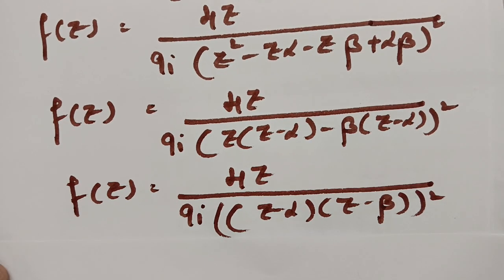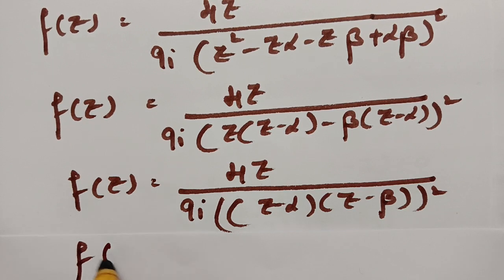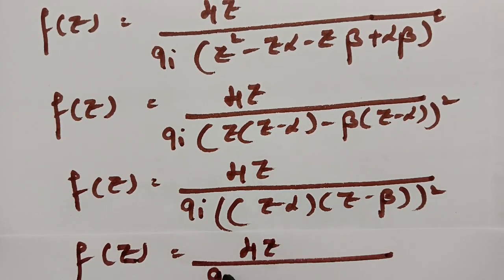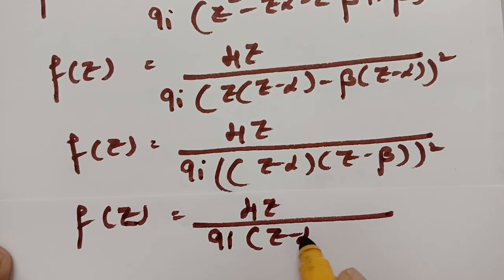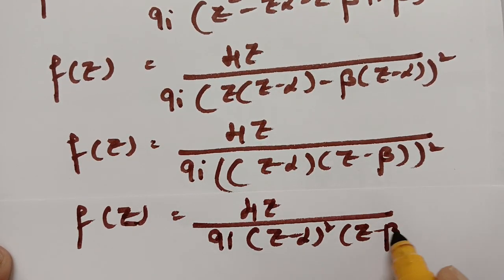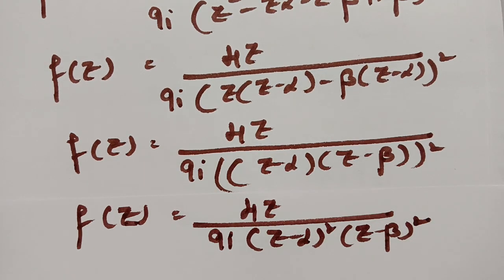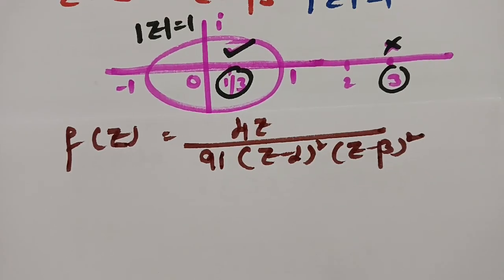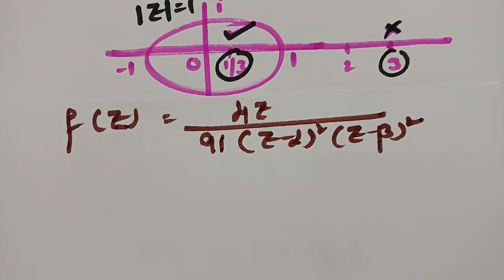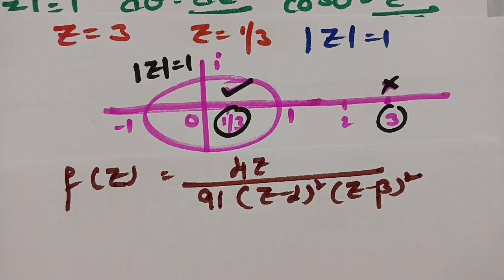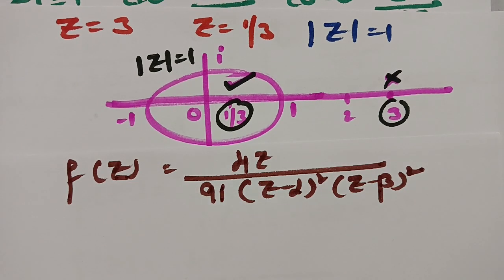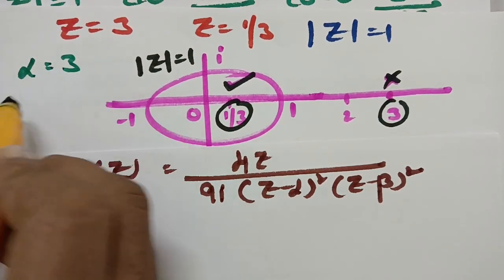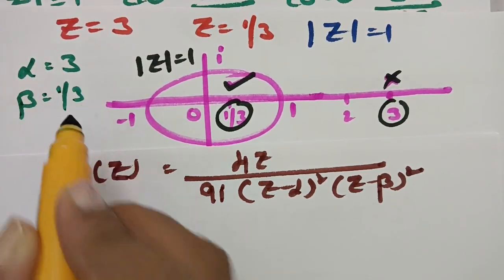So f of z is very clear as 4z by 9i times 1 over (z minus alpha) whole square into (z minus beta) whole square. Now I have to find the residue for the interior pole. Here the interior pole is 1 by 3. So this is the alpha value and this is the beta value. Here the pole alpha is equal to 3 and beta is equal to 1 by 3.